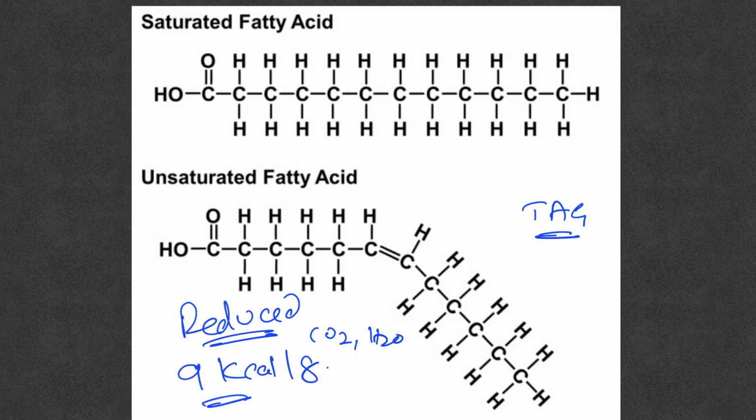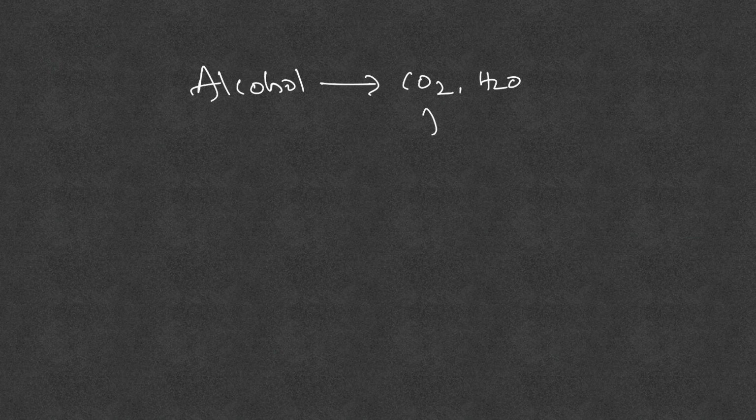Now let's move on to see what is the energy that we get from oxidation of ethanol, that is the alcohol. So whenever alcohol is oxidized, alcohol is oxidized into acetaldehyde, acetaldehyde into acetate, and acetate further goes into the TCA cycle. So overall oxidation of alcohol into carbon dioxide and water will give 7 kilocalories per gram of alcohol. So this is in between carbohydrates and lipids, because carbohydrates give you, I'll write it here for the sake of revision.